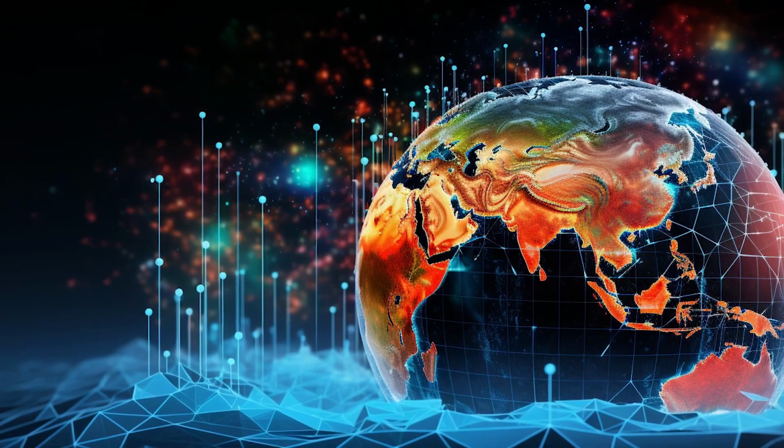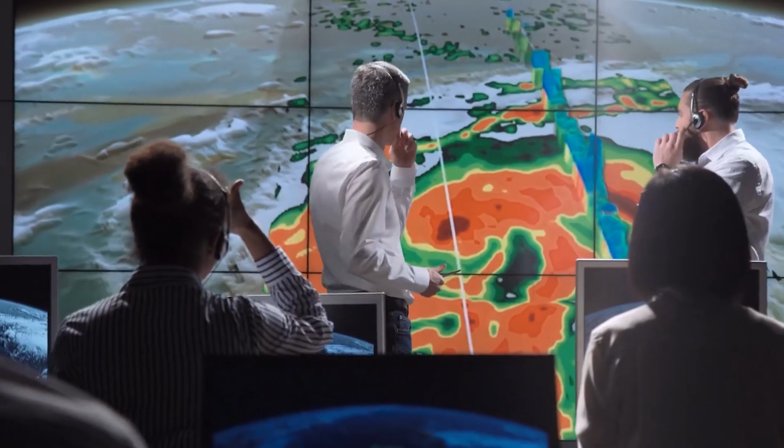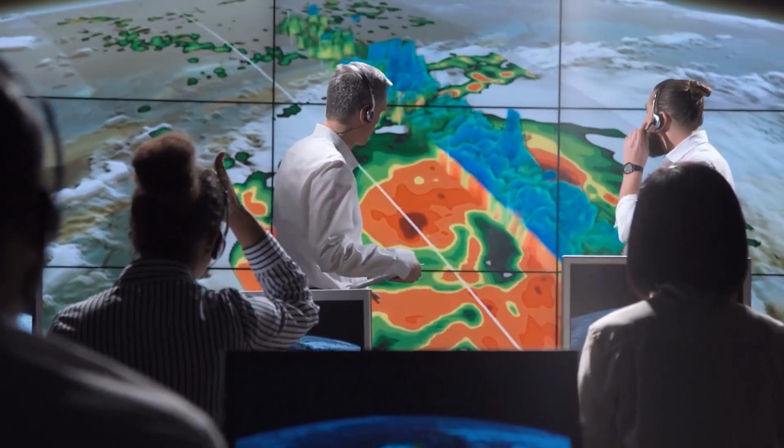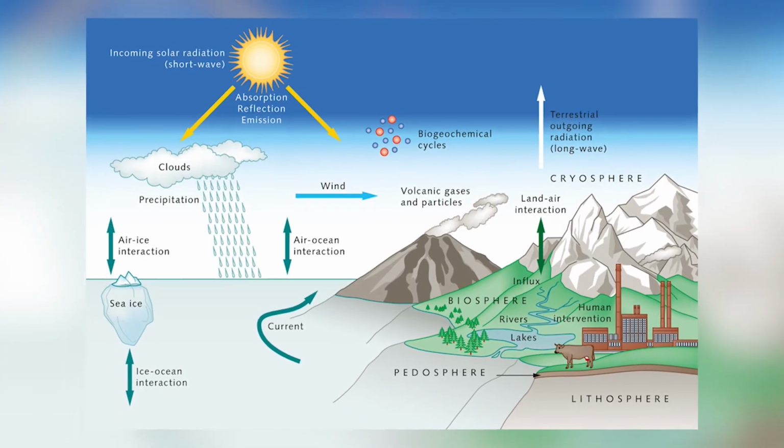Climate modeling involves the use of mathematical equations to simulate the physical processes relevant to transfer of energy and materials through the climate system.